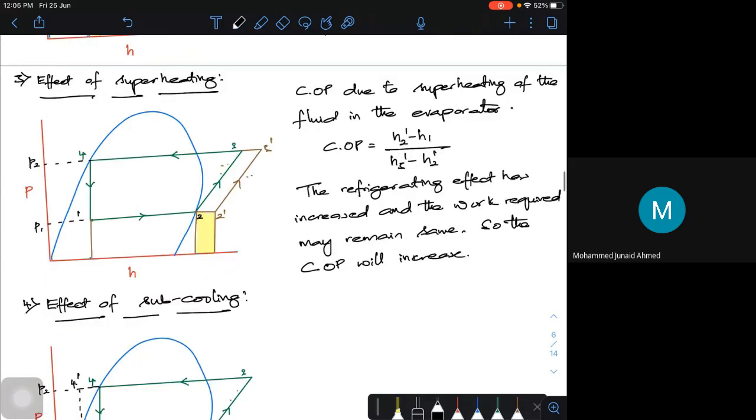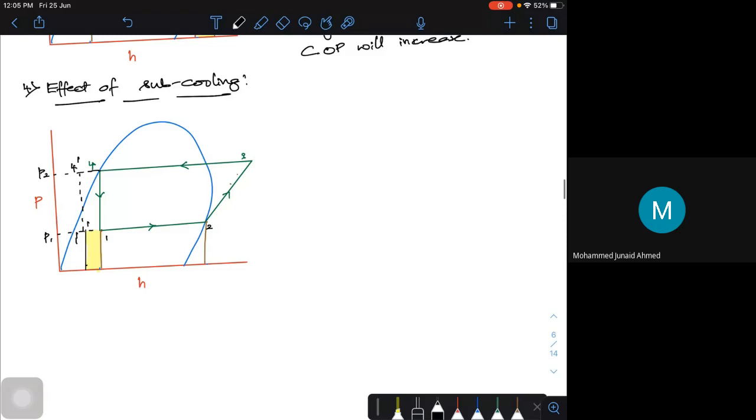Here also, in superheating, the lines 2 to 3 and 2 dash to 3 dash are not parallel, but slightly diverging. So there can be a slight change in work. Instead of 100 kilojoules of heat I'm supplying, it may be 1 or 2 kilojoules more. But still the refrigerating effect has increased, so there is an increase in COP. But in case of subcooling, what is the advantage? For the same work done, I'll have a better refrigerating effect. The only thing is I have to move the subcooling point from 4 to 4 dash. Instead of stopping at the liquid, I have to go a little lower.